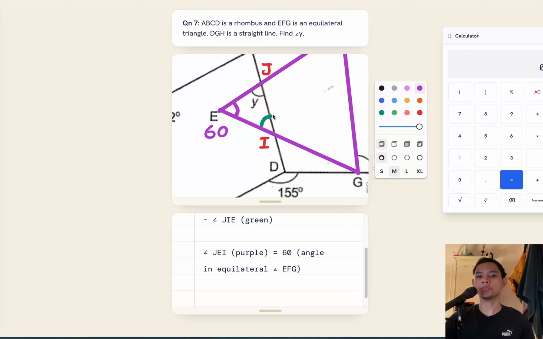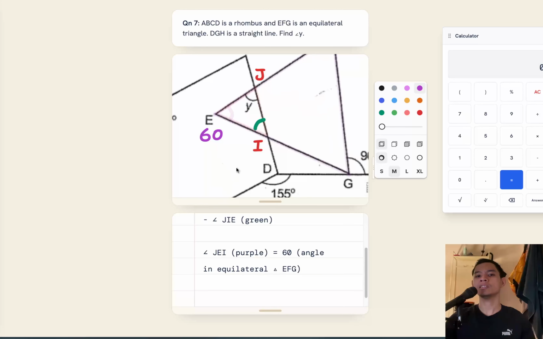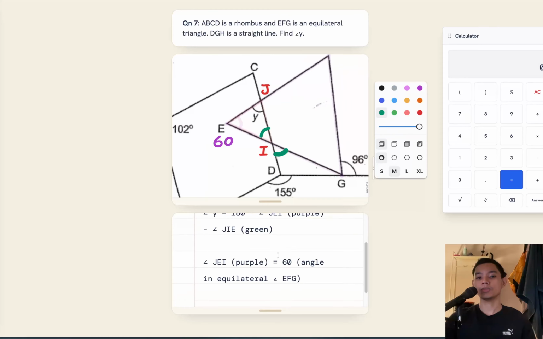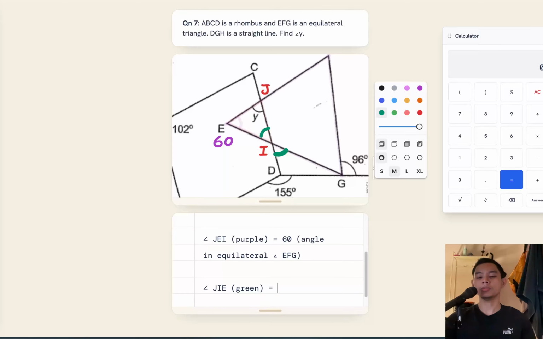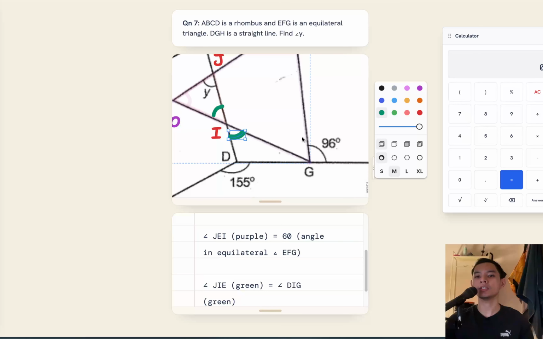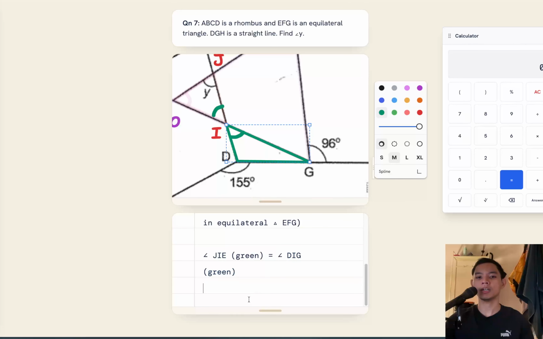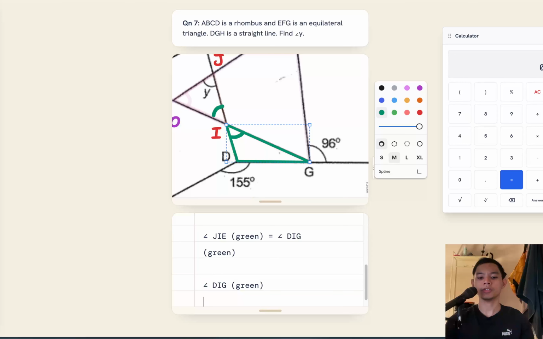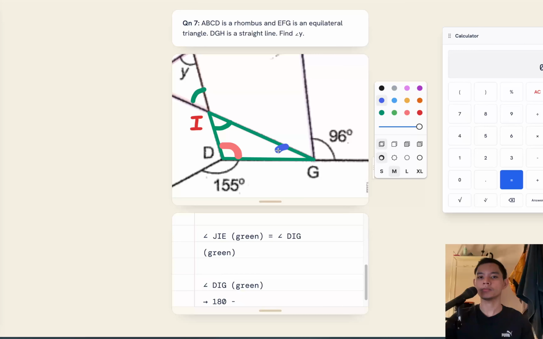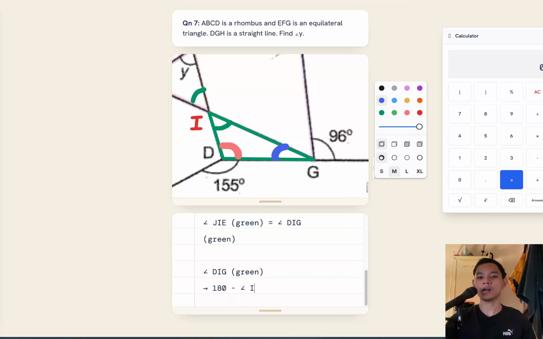The next part is how do you find this green angle? This green angle is a vertically opposite angle, which is this part. So JIE is equal to angle DIG. It's also in green. And this green angle is part of this green triangle, DGI. So angle DIG is equal to 180 minus 2 other angles. The 2 other angles are this pink one and this blue one, which is angle IGD, in blue, and minus angle IDG, in pink.